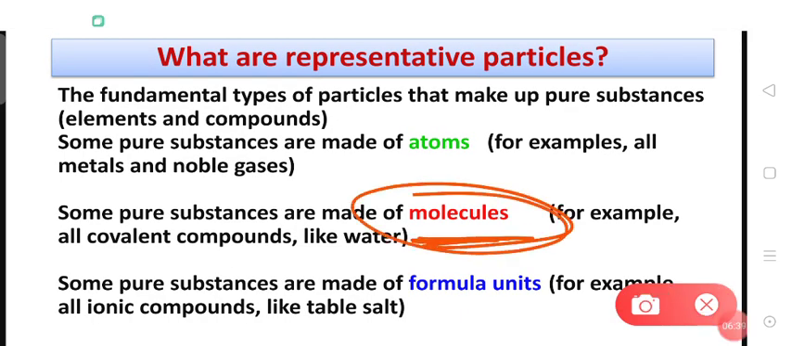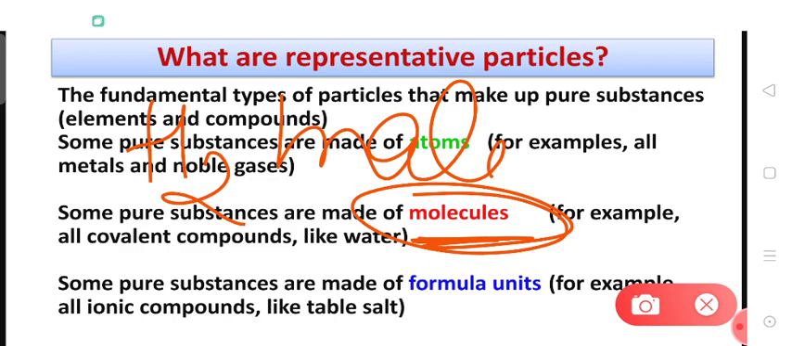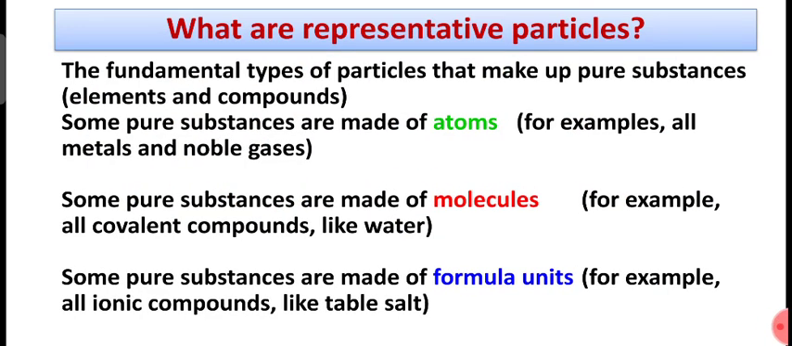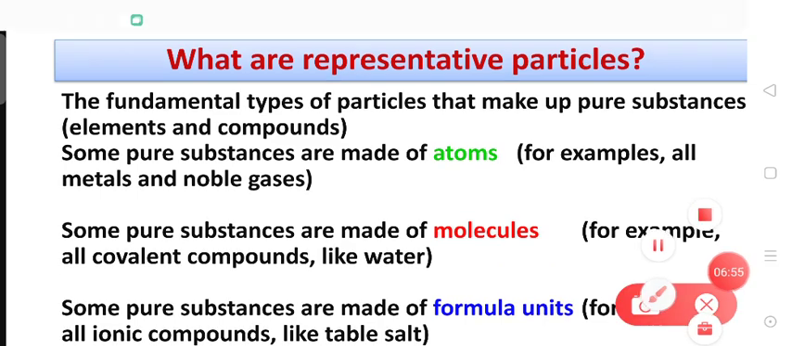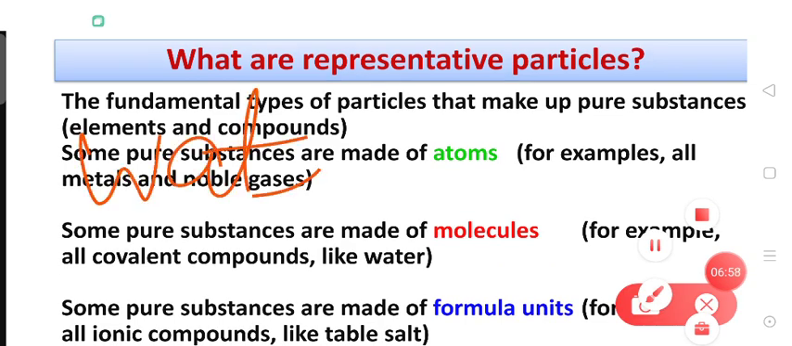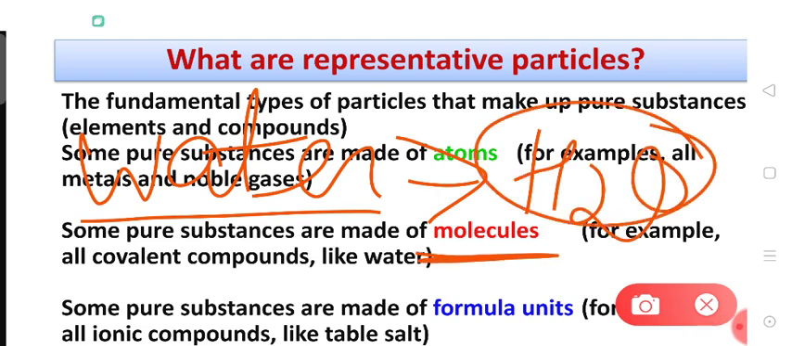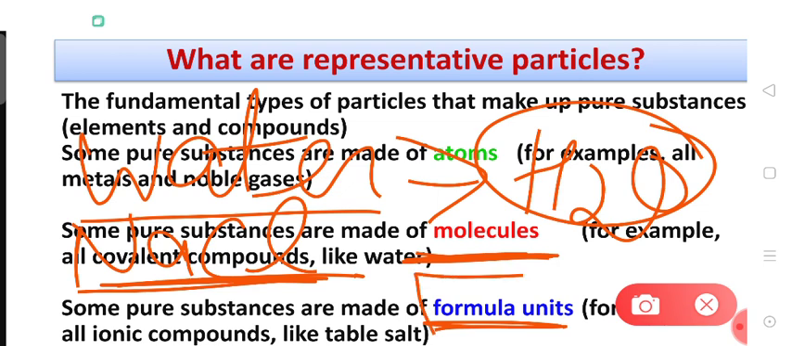So the representative particle for hydrogen is the H2 molecule. For iron it was an atom, but for hydrogen gas it is a molecule. In the same way, the representative particle for water is the H2O molecule. But if we talk about NaCl, which is an ionic compound, then the representative unit is actually the formula unit, that is NaCl.